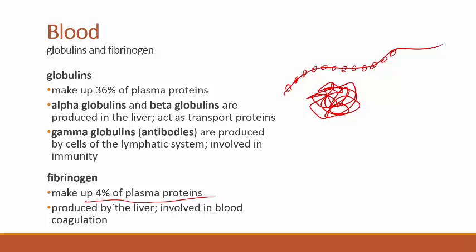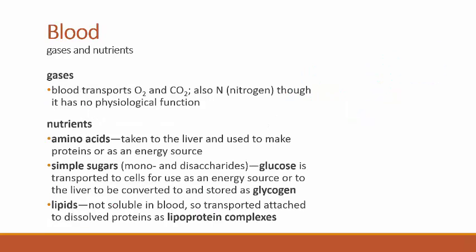Fibrin is not dissolved. It is fibrous, and it creates a meshwork that traps red blood cells and platelets, forming a clot. So that's all involved in blood coagulation. We'll be talking about that in the next video. Okay, so three kinds of proteins in the blood: the albumins, the globulins, and fibrinogen.